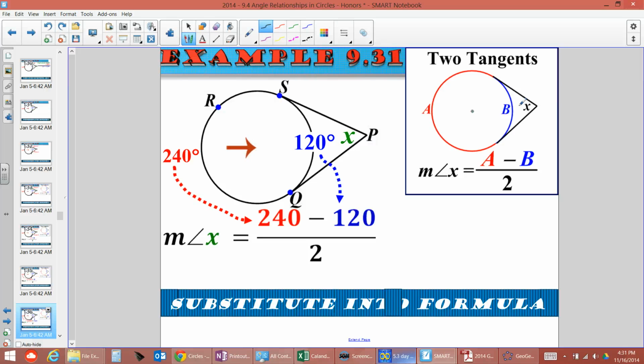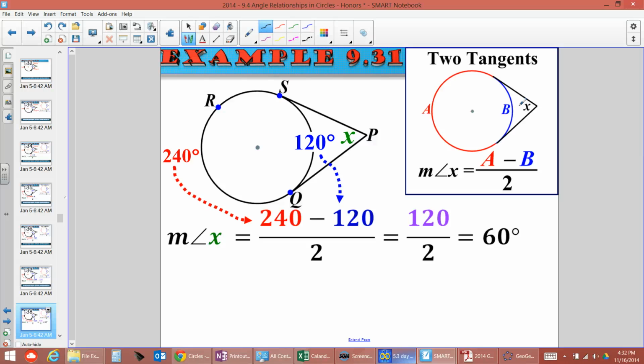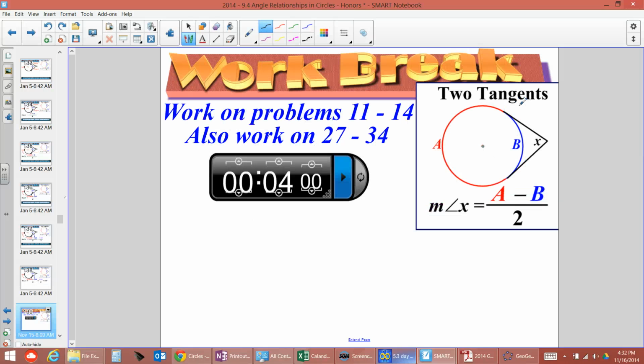240 minus 120 gives me 120. Divided by 2 gives me 60. X equals 60. Okay. That should help you with 11 through 14 and 27 through 34.